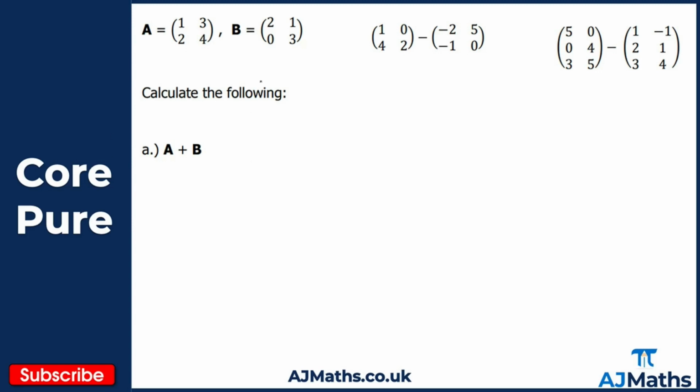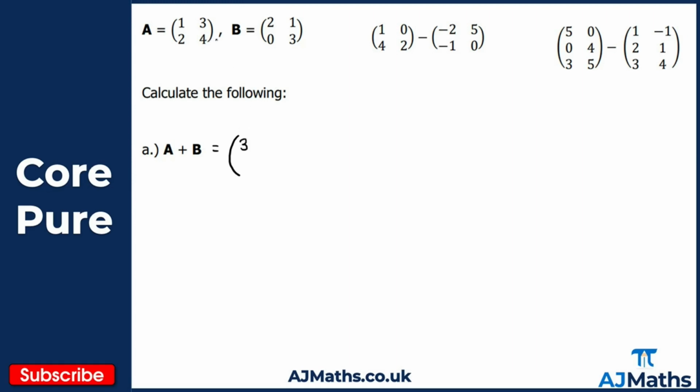So if we take a look at this first example here, where we've got the matrix A, the matrix B, and we're asked to calculate A plus B, well, to do addition and subtraction of matrices, we work with the individual elements. So like we said, this will be a 2 by 2 matrix. And if I want this top left element, we take the top left element of A and add the top left element of B. So 1 plus 2, that gives me 3.